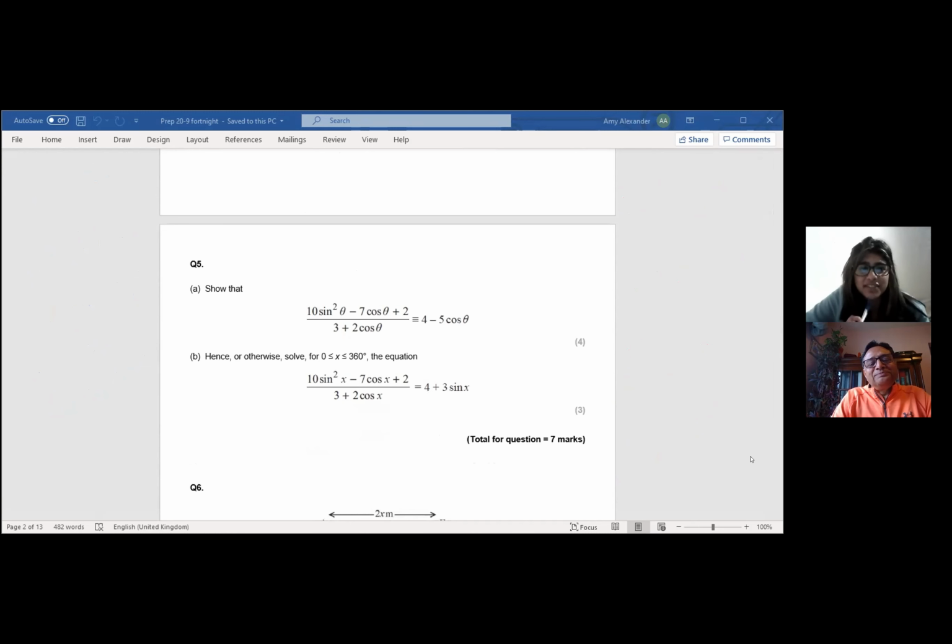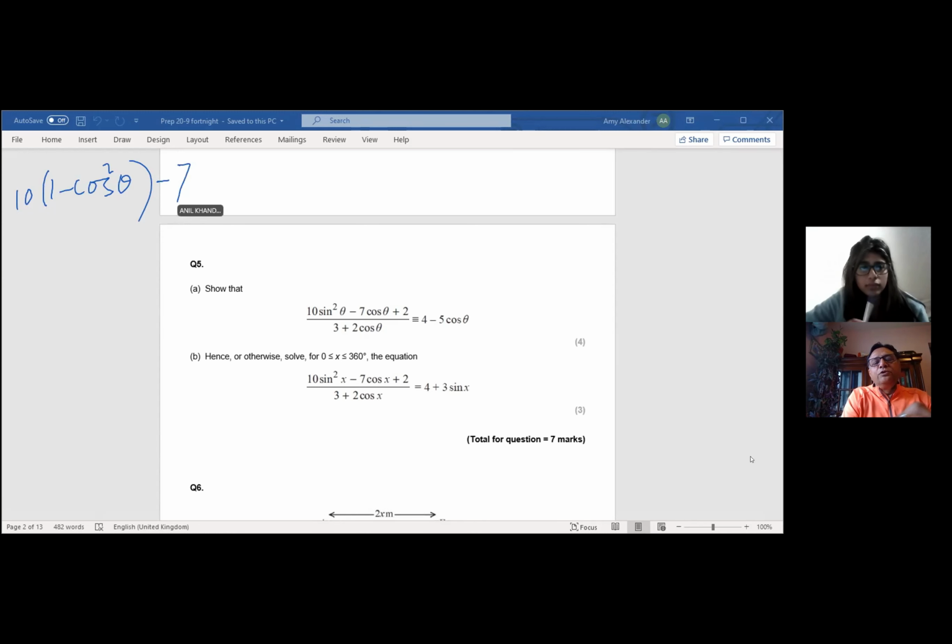All right, question 5a. Show that (10 sine squared theta minus 7 cos theta plus 2) over (3 plus 2 cos theta) equals 4 minus 5 cos theta. Okay. So we want everything, like the right-hand side, in terms of cos, so you want to make sure to substitute the sine squared theta for 1 minus cos squared theta. Perfect. So you do that part first.